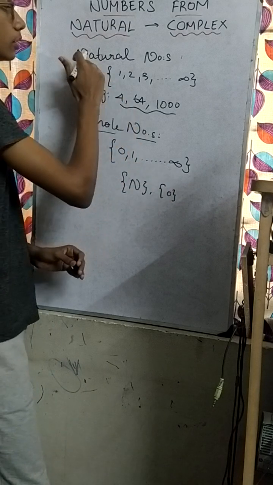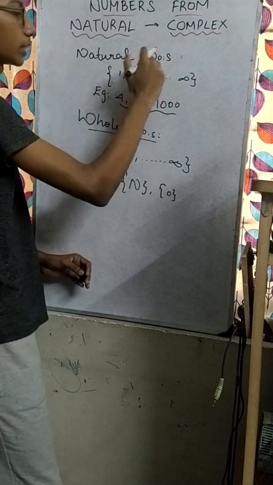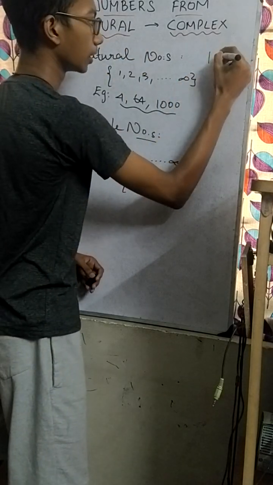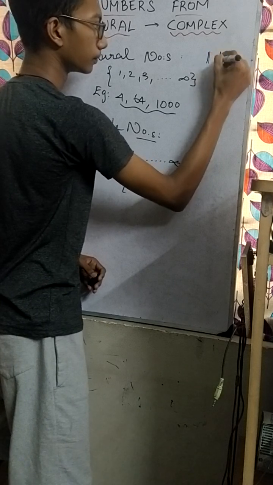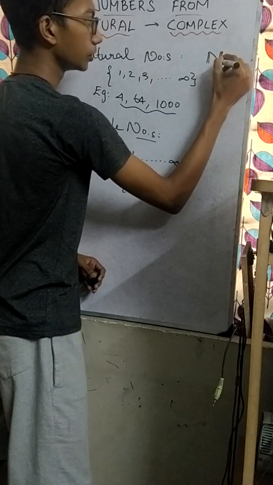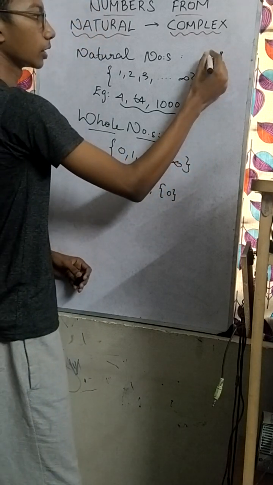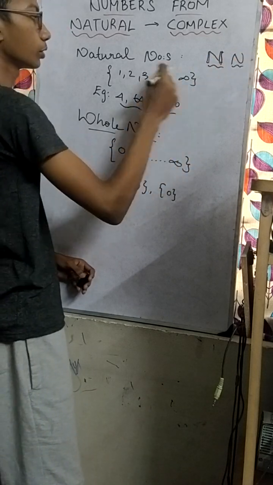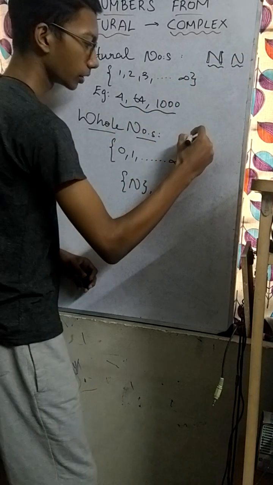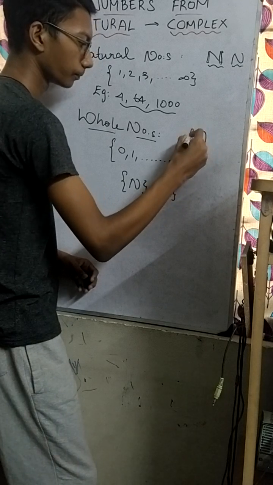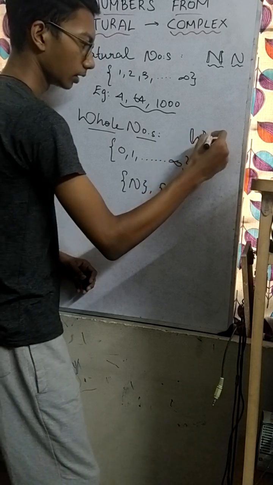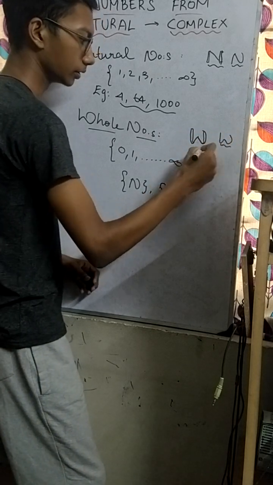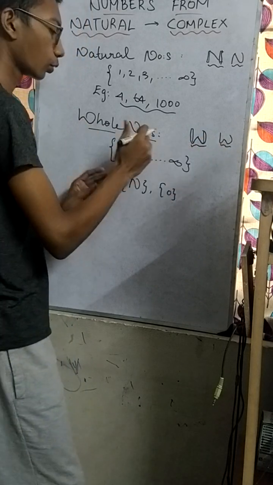And the letter to denote natural numbers is like this. This is the symbol for natural numbers. You can write it like this or just N. These two are the symbols to denote natural numbers. For whole numbers, it is just a W, like this, or you can just put W like this. These are the symbols to represent whole numbers.